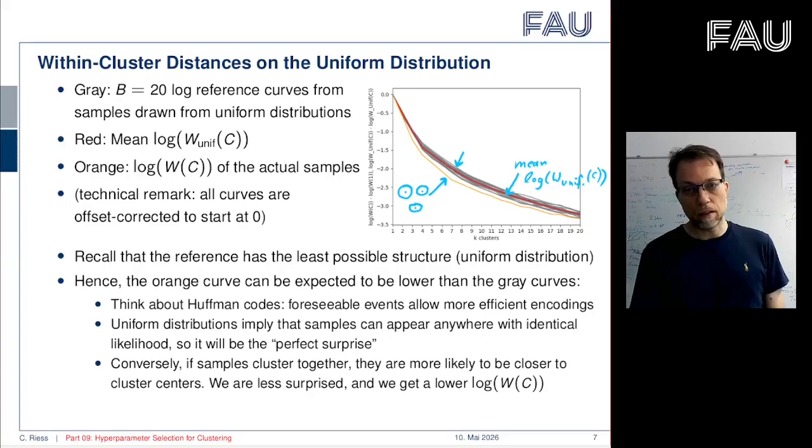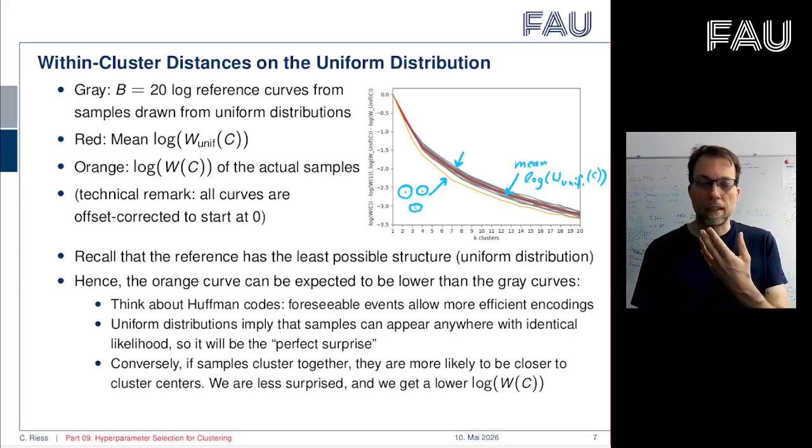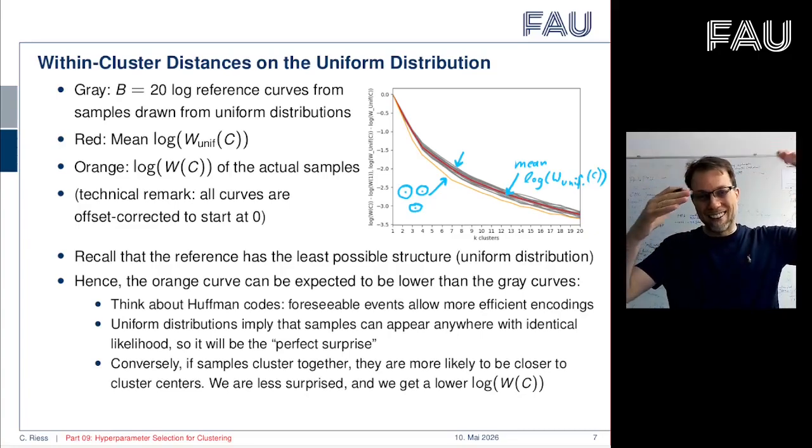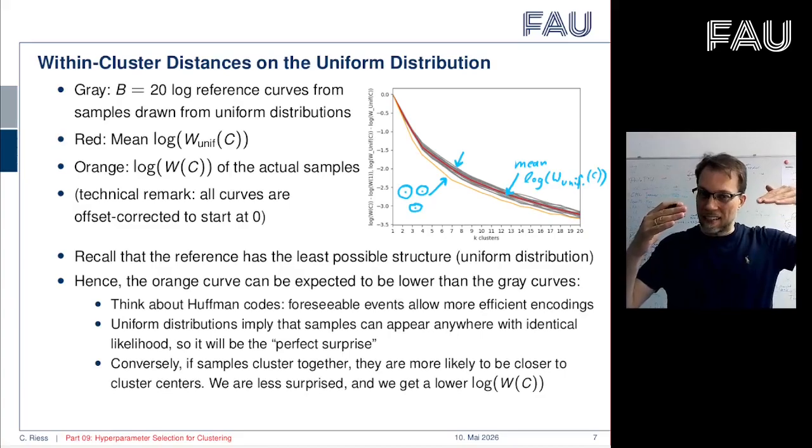So conversely, we can say the within cluster distances on the uniform data have to be an upper bound, an empirical upper bound, you could say, on the within cluster distance of our data.